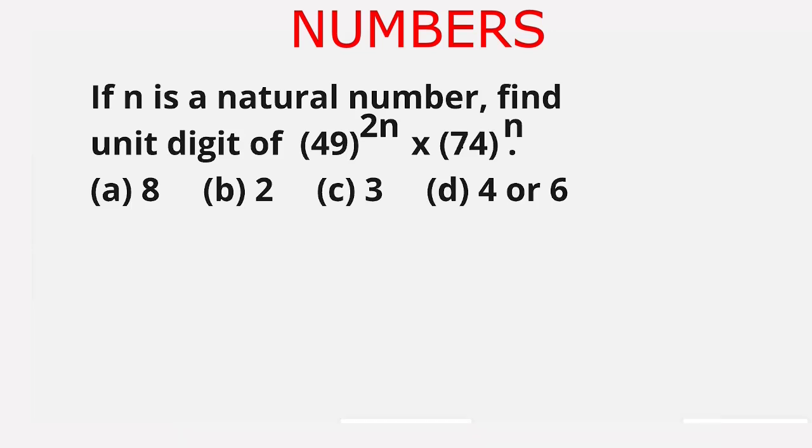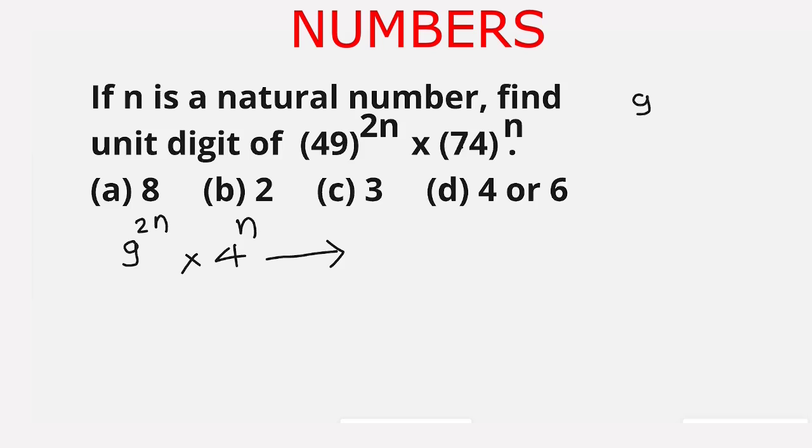We have to find the unit digit in the calculation 49 to the power 2n multiplied by 74 to the power n. So we take only unit digits. It will be 9 to the power 2n multiplied by 4 to the power n. This seems a difficult question, but it's a very easy question. We have to remember the property of 4 and 9.